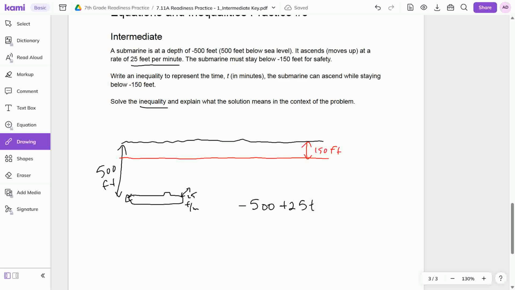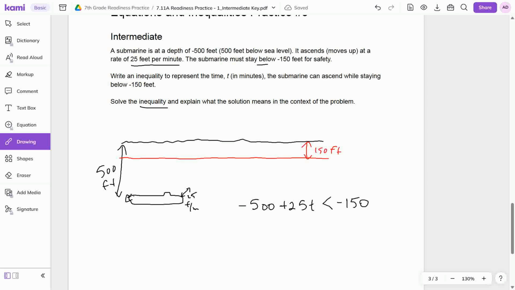All right, so negative 500 is the starting spot. It's increasing at 25 feet per minute, and it needs to stay below 150. So all of this needs to be less than, and we're going to use that negative right there, less than negative 150. Now, it says it must stay below 150. It's not saying that it can be equal to 150. So that's why we're going to use less than rather than less than or equal to.